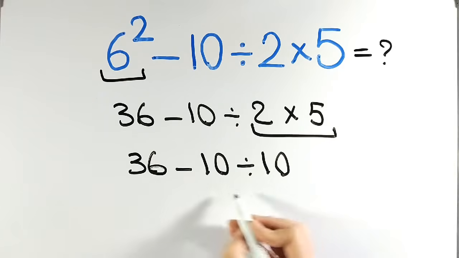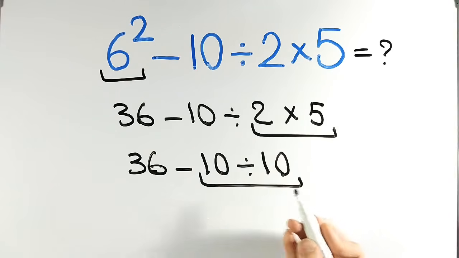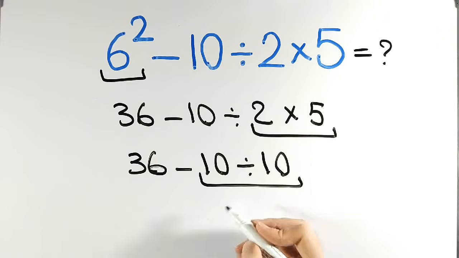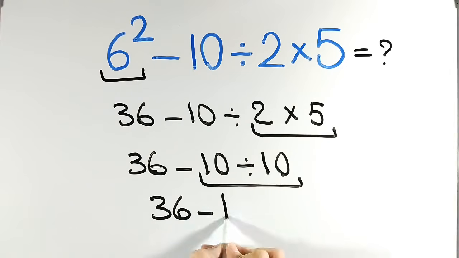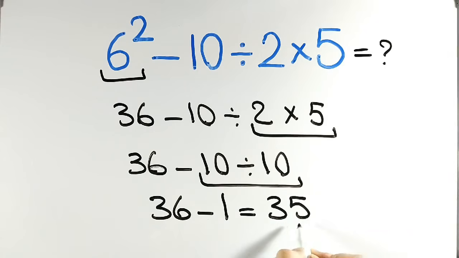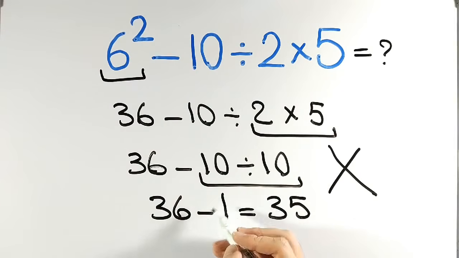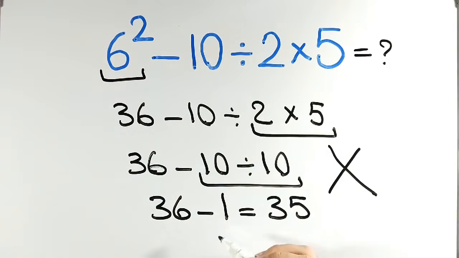And the final step, they go for the division between 10 and 10 because they believe division has priority over subtraction. So, they rewrite this equation as 36 minus 1, which finally gives them the answer 35. But it's not the correct answer to this question. Alright, now let me show you how to solve this expression correctly.